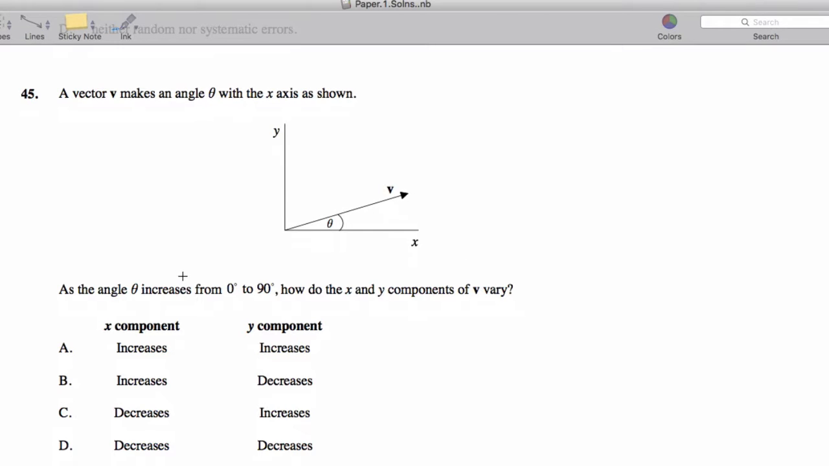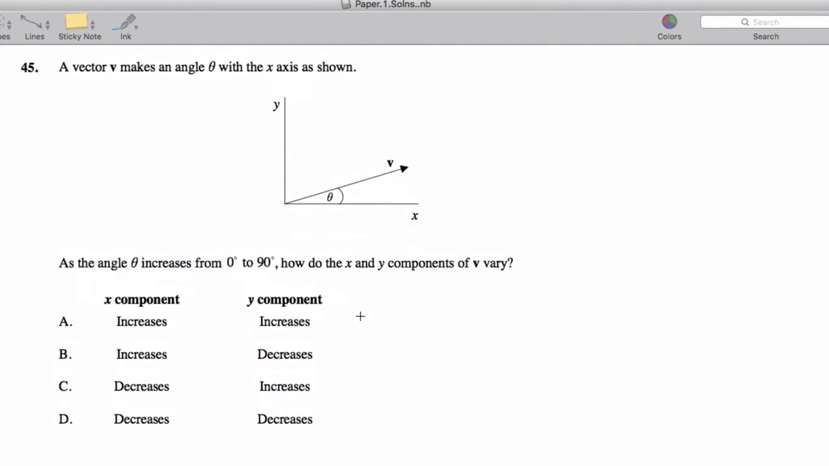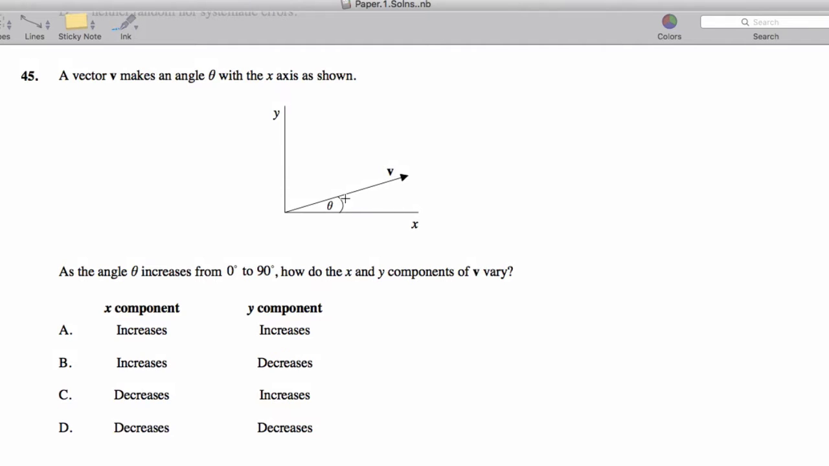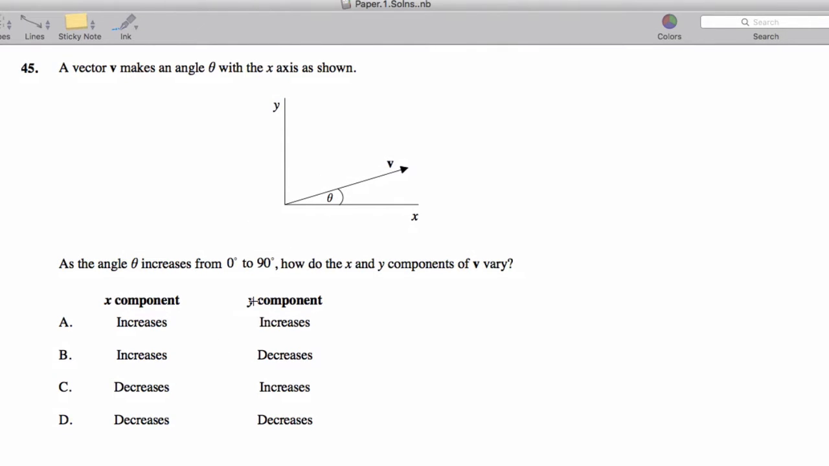As the angle theta increases from 0 to 90, how do the x and y components vary? Another way to say this is, if you have a unit circle and your radius goes from the x to the y-axis, what happens? Your y component increases. If you get it perfectly vertical, y is as big as it's going to get, and x is really tiny. So we need the x component to decrease, and the y component to increase. That leaves us choice C.